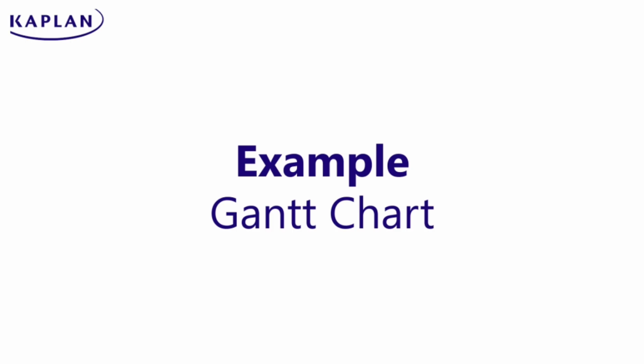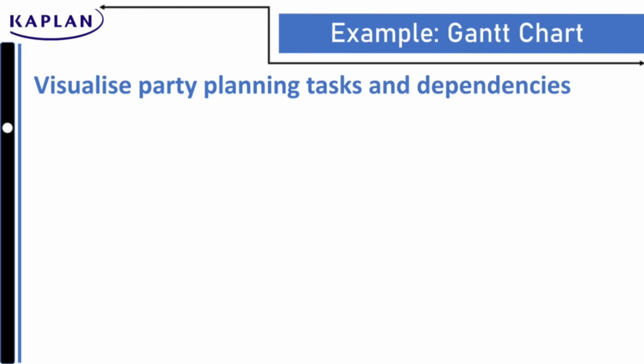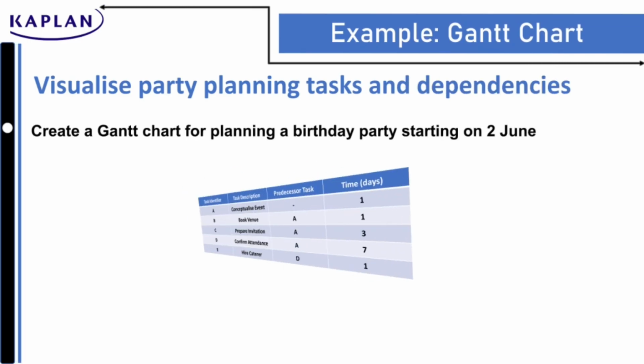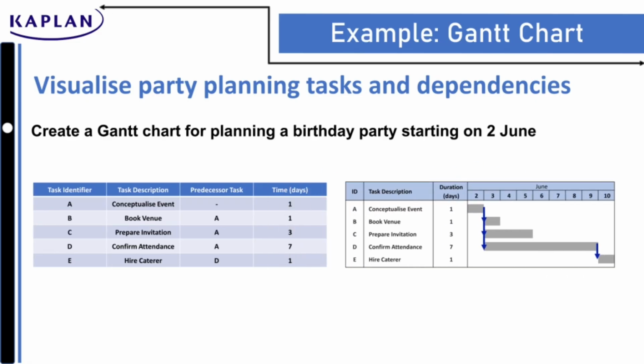Example Gantt chart. Let's create a sample Gantt chart to visualize the planning process of a birthday party. Task A is the first task and takes 1 day, represented by the bar starting on 2nd of June. Task B depends on completing Task A first because it is stated that the predecessor task is A. So, the bar for Task B starts on 3rd of June after A's completion and lasts for 1 day.